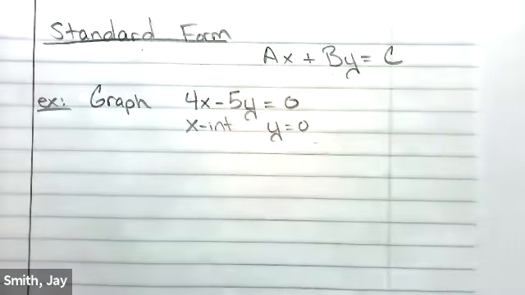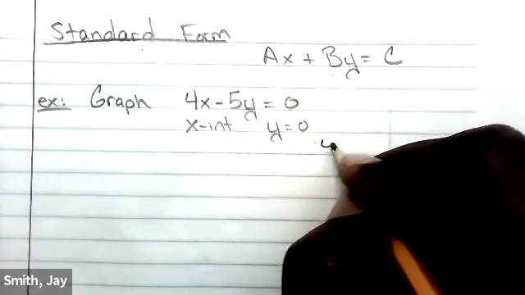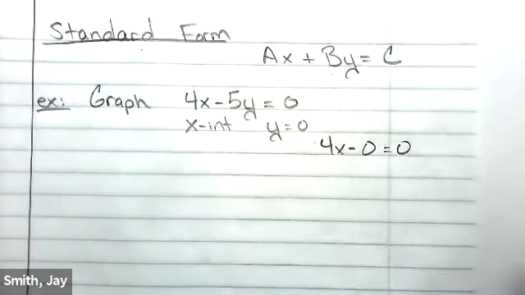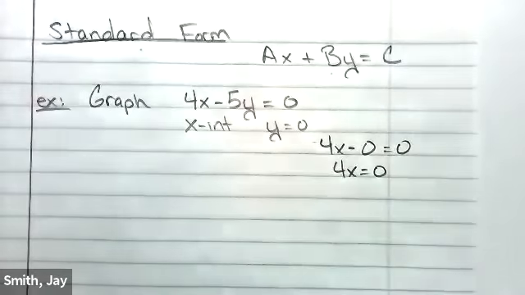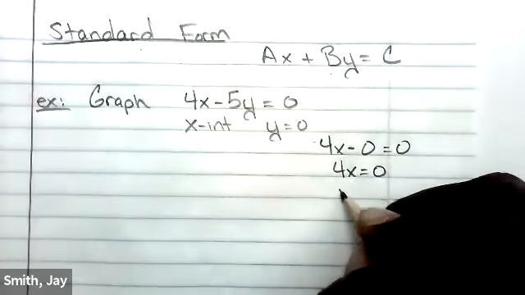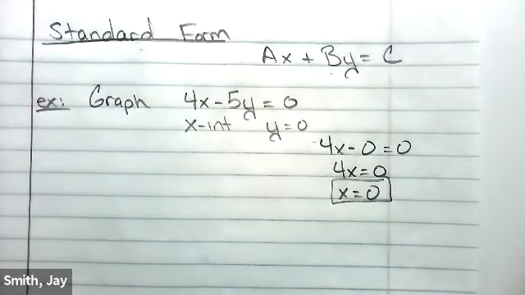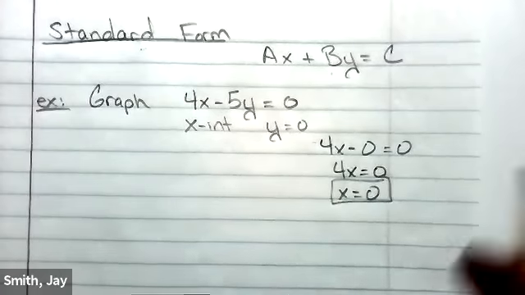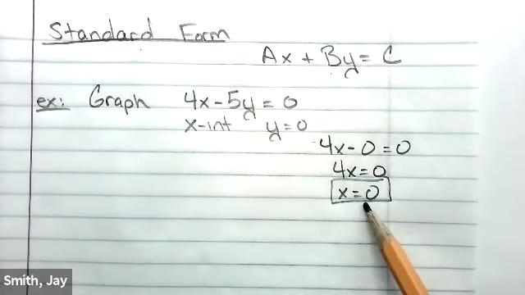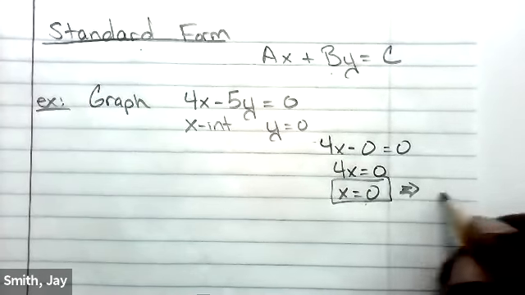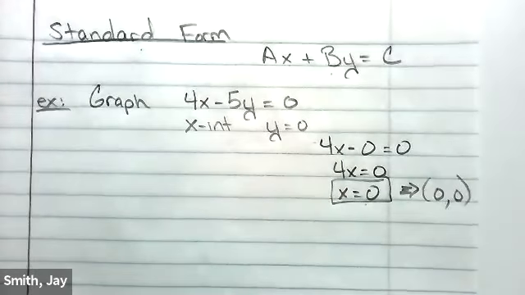So here we will have 4x minus 5 times 0 is equal to 0. 4x is equal to 0, because, oh, excuse me, 4x minus 0 is 4x itself. And we solve for x, we end up with the x-intercept being 0. All right. Now, if it goes through 0 on the x-axis, this is also my y-intercept. So this means that this problem goes through the ordered pair 0, 0.